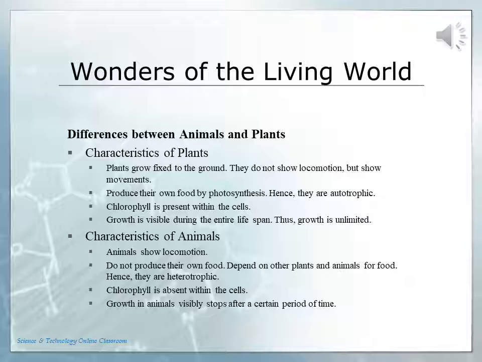Thus, growth is unlimited. Characteristics of animals. Animals show locomotion. Do not produce their own food. Depend on other plants and animals for food. Hence, they are heterotrophic. Chlorophyll is absent within the cells. Growth in animals visibly stops after a certain period of time.